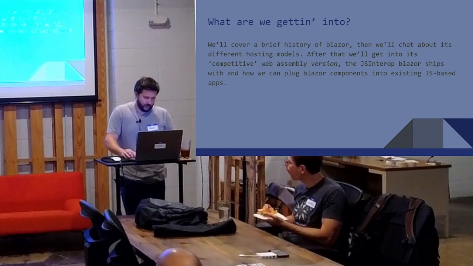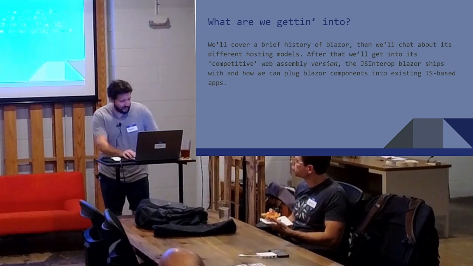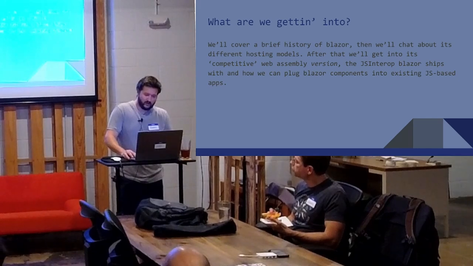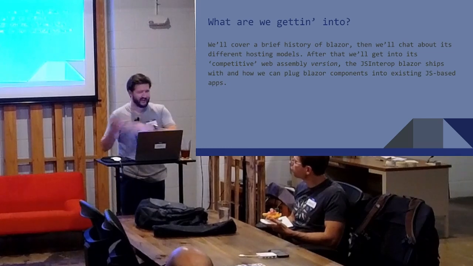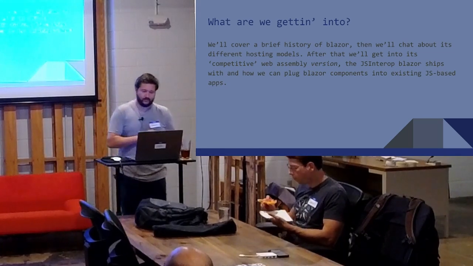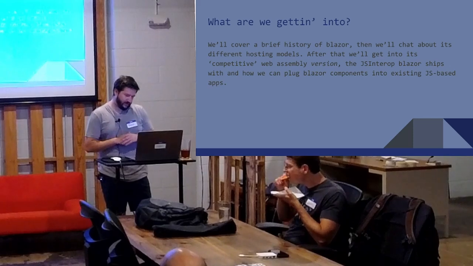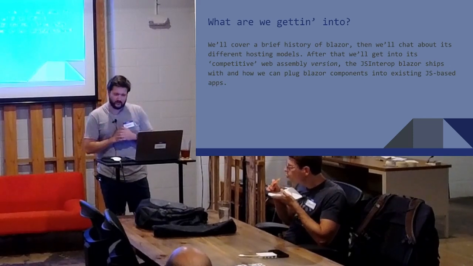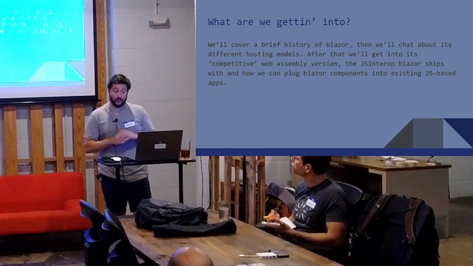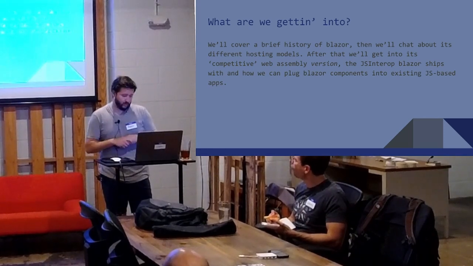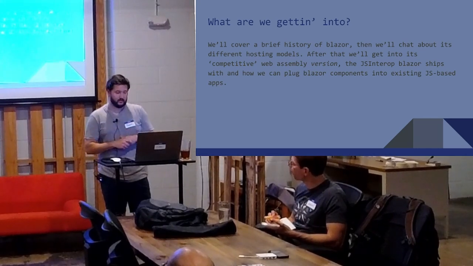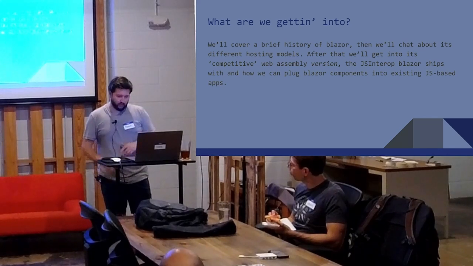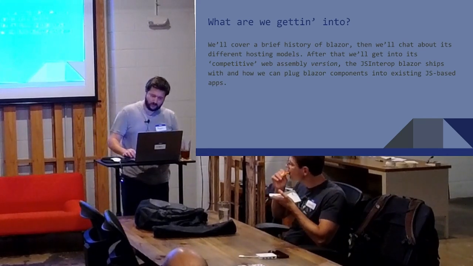So what are we going to get into? Just going to read off the slides because I'm not too good at rolling off the cuff here. So, brief history of Blazor. We'll talk about the two primary hosting models, kind of a third hosting model now with .NET 8. We'll get into its competitive WebAssembly version, sort of a version, I guess. And then we'll talk about the JS Interop, which does apply to both, but specifically we'll be looking at it with the WebAssembly version. And then we'll see how we can actually plug Blazor components into existing JS-based apps. So it could be anything. It could be a Vue app, React app. I got a little sample React app here that we'll look at how we can integrate with using Blazor.